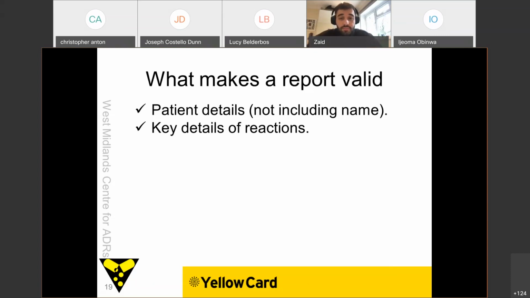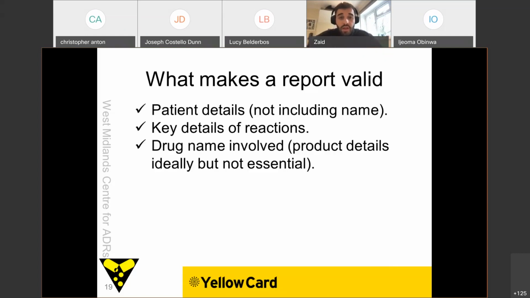The second point to make the report valid is the key details of the reaction, and this is probably the most important part of your report, but it's a part that can be subject to interpretation of how much detail is enough. Really, you just want to make sure that you provide a good picture and a good story of the ADR. Obviously, the more detail, the better, though some people's scientific terminology may vary. But I really just want to give a sense of what the reaction is, where it is, the time frame, and these kinds of things to ensure the report is valid to be processed.